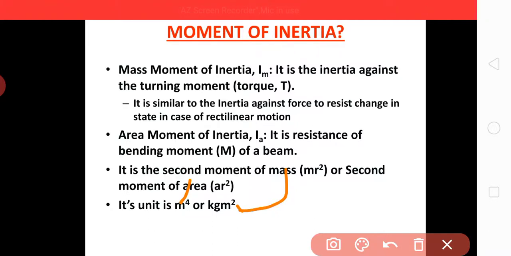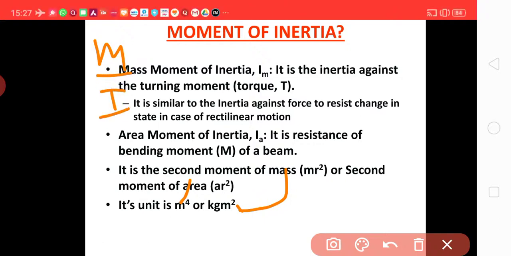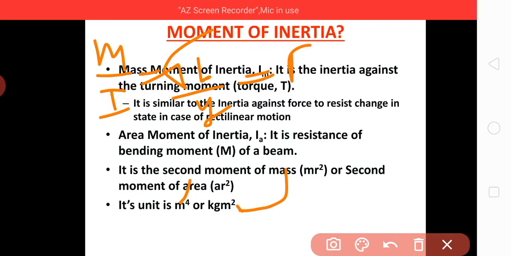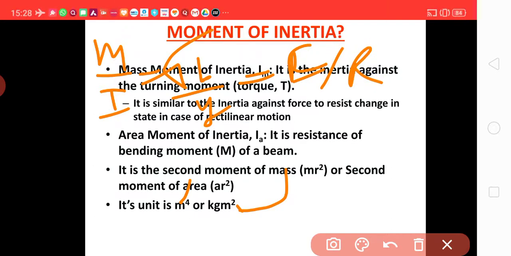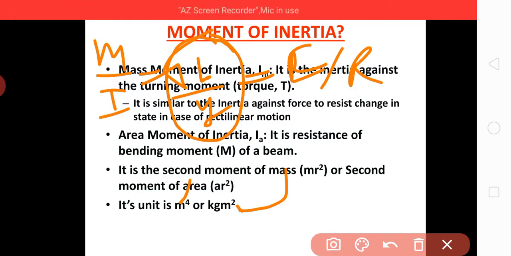For the area moment of inertia, in the subject strength of material, we will be dealing with the bending equation M upon I equal to sigma b upon y equal to E upon R. In that case, for the same bending stress, M is proportional to I.